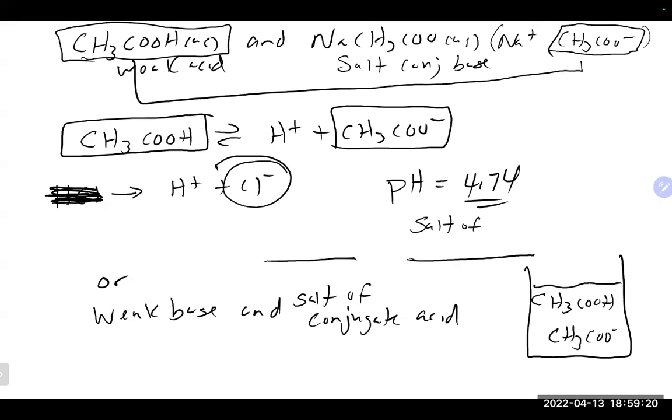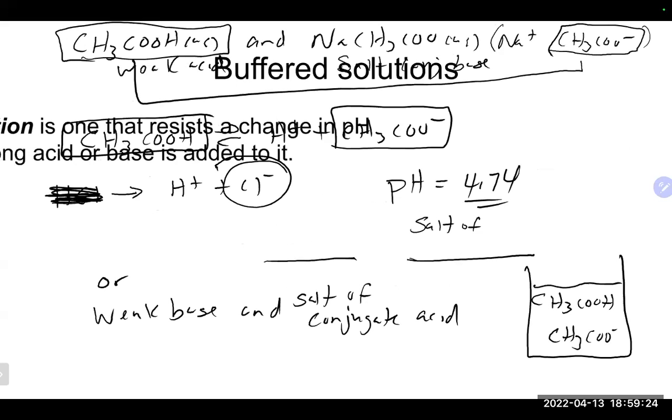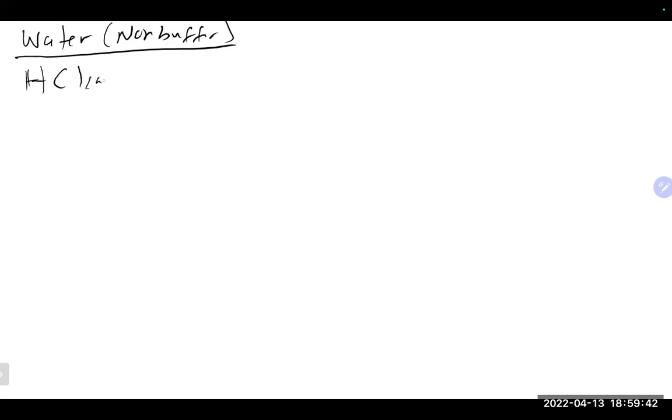So how does a buffer work? Let's take a look at how a non-buffer works. So let's take a look at water, which is a non-buffer. And if we take hydrochloric acid, which is a strong acid, and put it in water, it is going to 100% break apart into H plus and Cl minus.